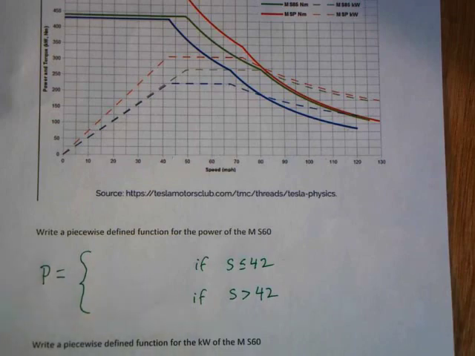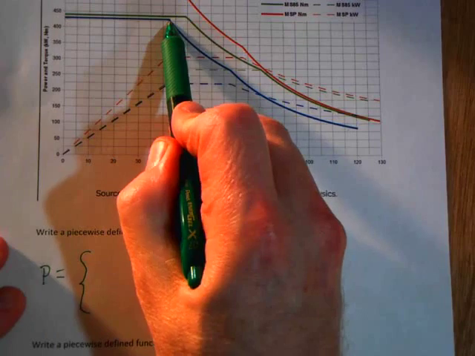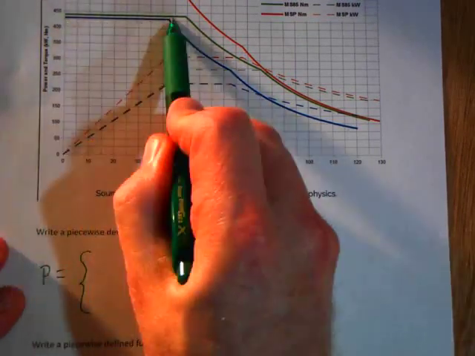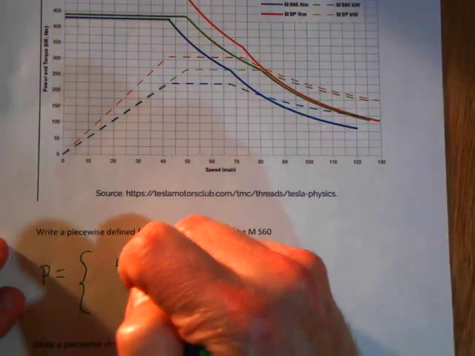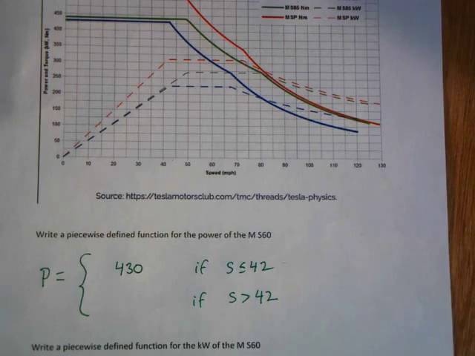Now comes the easy part, and then the hard part. This part's the easy part. This is constant. So this is simply, it looks like it's about 430. So notice I'm approximating there. I don't know that it's exactly 430, but I'm going to call it 430. And then comes the hard part.